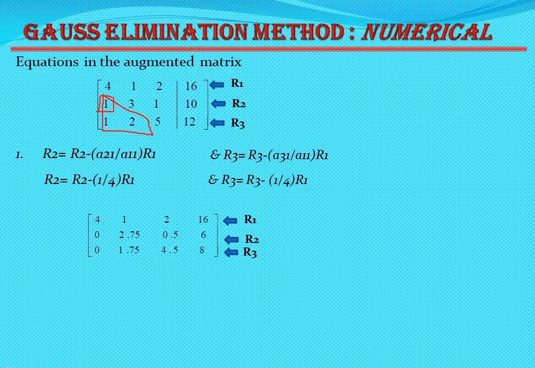So let's open the calculator. For the calculator we are going to define row 1 as A, row 2 as B and row 3 as C. By writing R1, R2 and R3 in terms of the variables A, B and C, these two equations can be written as B minus 1 by 4 into A, and C minus 1 by 4 into A. We are going to define these equations in the calculator as they are. So let's open the calculator.